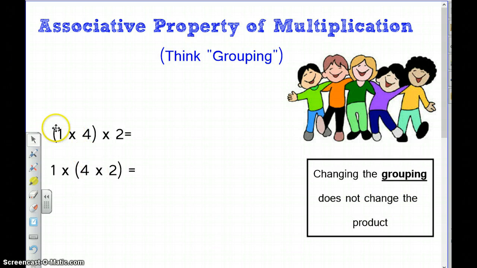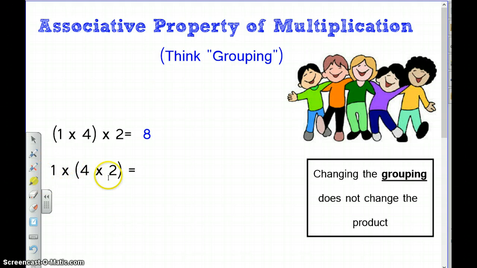So what I mean by grouping is when you multiply and you see parentheses, you always multiply what's in the parentheses first. And so these numbers have been grouped together to tell you to do something first, okay? So in this first example, we see that 1 and 4 are in the parentheses. They've been grouped together. So we need to multiply 1 times 4 first, which is 4, and then multiply this total by 2. So 1 times 4 is 4, times 2 is 8.